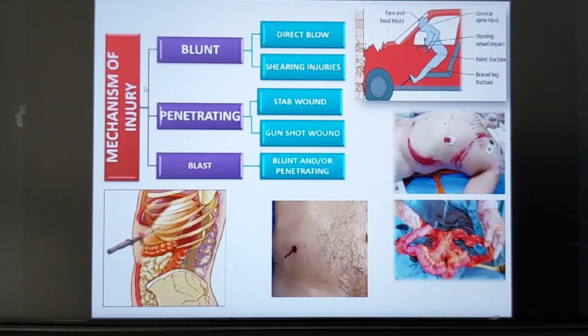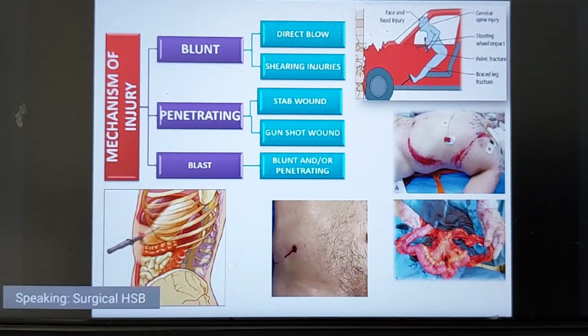As you can see, there are 3 types of mechanisms of injury: blunt, penetrating, and blast. Examples of blunt injuries are direct blow and also shearing injuries. Direct blow usually happens in car accidents where the person hits direct injury to the steering wheel, while shearing injury happens when a person wearing a seat belt falls against the seat belt, causing shearing to the hollow visceral organs at the anterior abdomen.